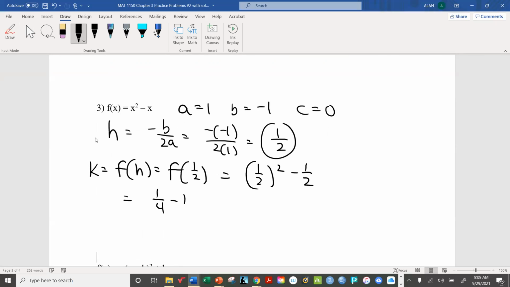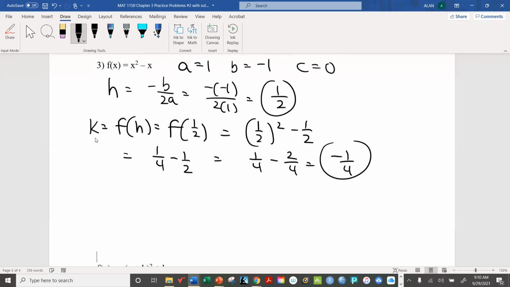A quarter minus a half. Now, in order to do this, we need a common denominator. So let's rewrite this as a quarter minus 2 quarters. And we're good. So the vertex is a half and negative a quarter.